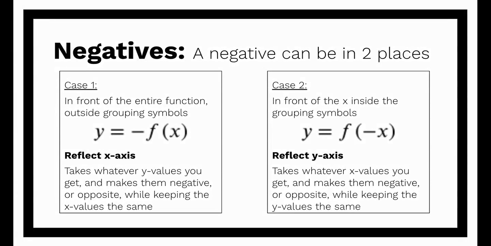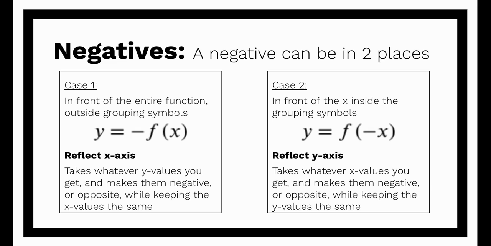We're going to start talking about negatives first. The negative symbol can be in 2 different places when we're talking about how it transforms a function. Case number 1 is the one that you see the most, that we use more often, reflecting across the x-axis. That's when the negative symbol is outside of any grouping symbols that might be in your function. That negative on the outside is taking whatever y values you're getting and changing them to negative. That keeps those x values the same, which is why we reflect across the x-axis. Those x values stay the same while the y's become opposite.